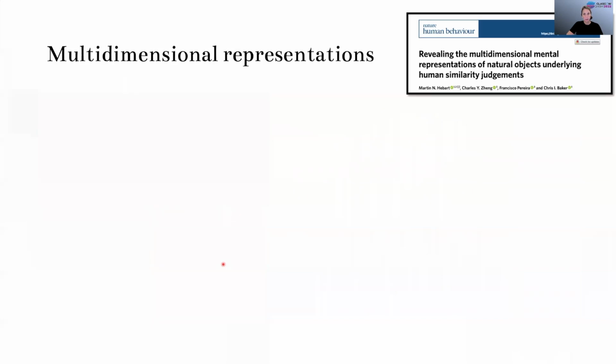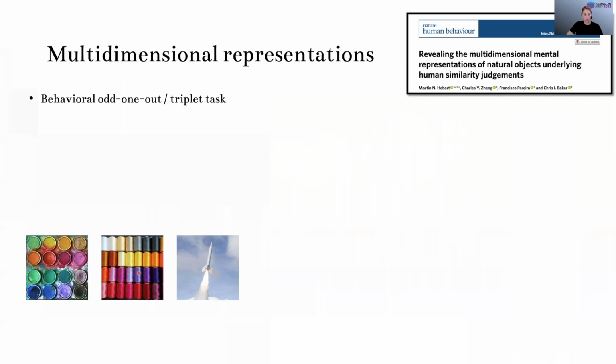In a paper by Martin and Chris and their collaborators, they used a behavioral odd one out task and showed people similar object combinations as I've just showed you, and asked them which one of these 3 images is the odd one out. In this case, a lot of people would probably choose the rocket because the other 2 images show something that's really colorful. If I replace this image in the middle with a seagull, people would probably pick the paint as the odd one out because both of these images show something that can fly.